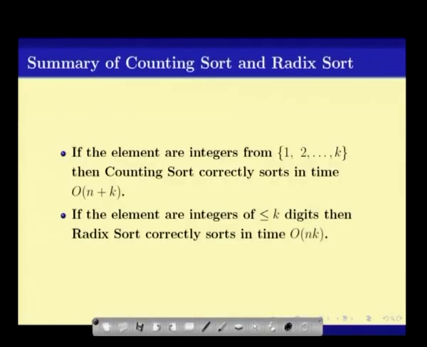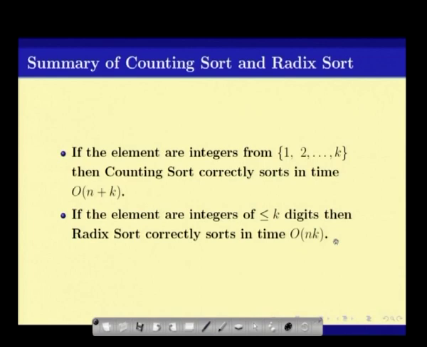If we have a set of n integers, all coming from the set 1 to k, then counting sort takes order n plus k steps. On the other hand, if I have a set of n integers, all of which have less than or equal to k digits, then radix sort takes only order n k steps. Here again, if k is very small, the counting algorithm will do much better than radix sort. If k is less than log n, then radix sort will do better than any comparison based algorithm.